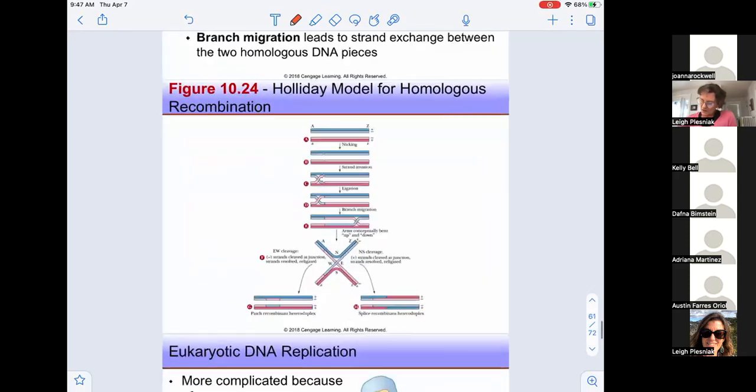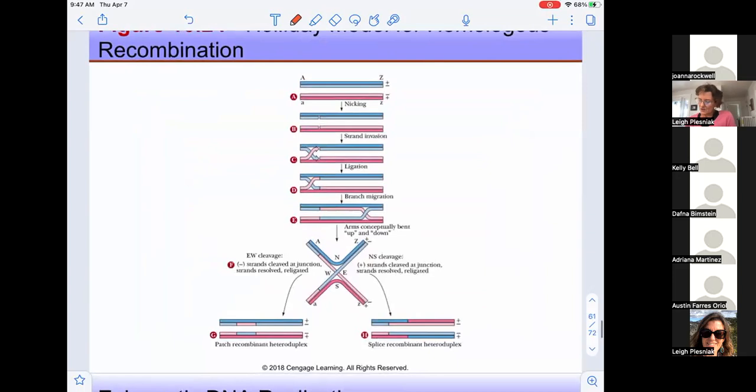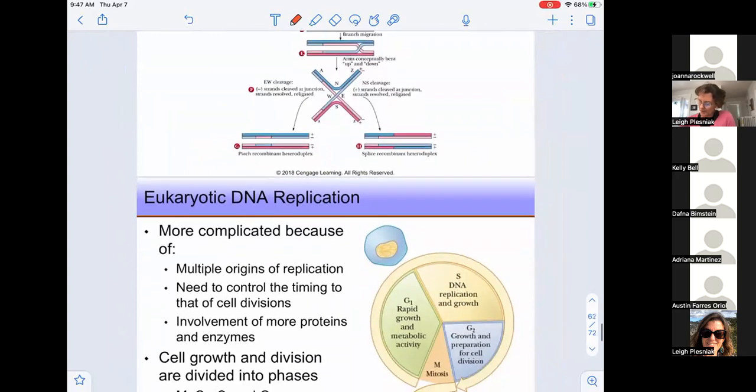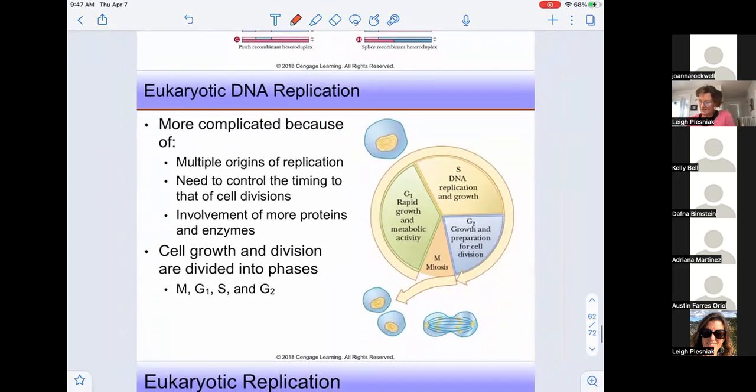So this is the cartoon of what the recombination looks like. But there's this branch migration, and it's a possible mechanism for repair. That's all I'm going to say about that.